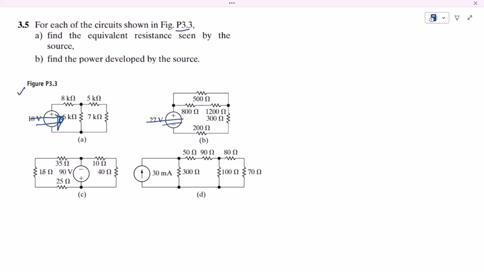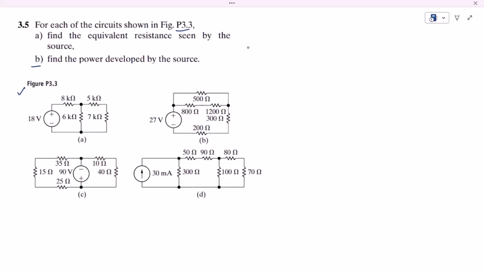Similarly here, and here as well, it can see it like this, and here it can also see it like this. Okay, so we have to find them all, and in today's video we will try to solve part A for questions. Part B of it is to find the power developed by the source. Each of the sources, we have to find the power developed by them.